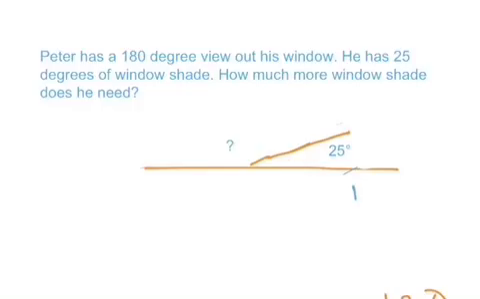Peter has a 180-degree view out his window. He has 25 degrees of window shade. How much more window shade does he need? So, this is 180 as the original problem, then this is 25, then what is that? So, come back and solve the problem, and we'll show you the answers.